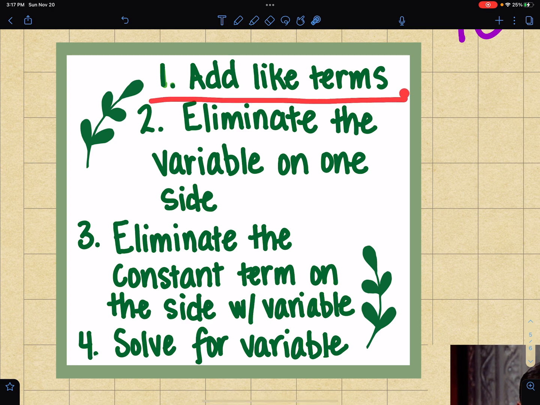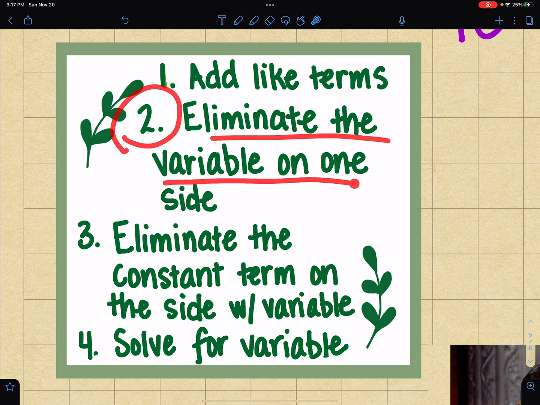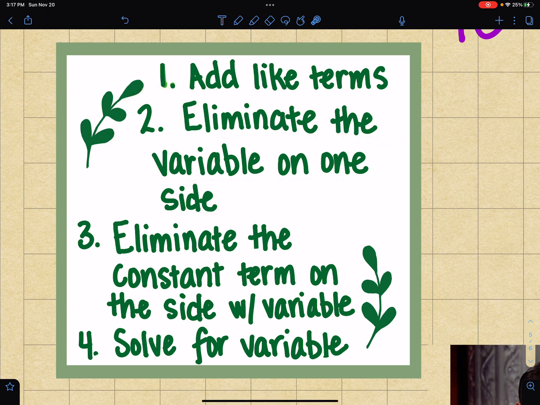Step 1 is to add the like terms. So look on the left-hand side of the equal sign, look on the right-hand side, add anything that's the same. It's just kind of simplifying. Step 2 is eliminate the variable on one side. If you have an x on the left and an x on the right, try to get rid of one of those x's so that you end up with x is equal to something.